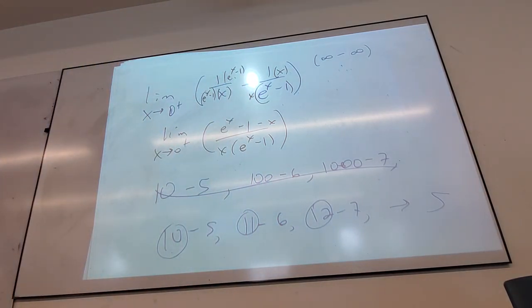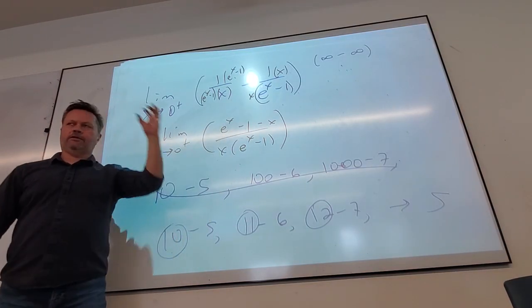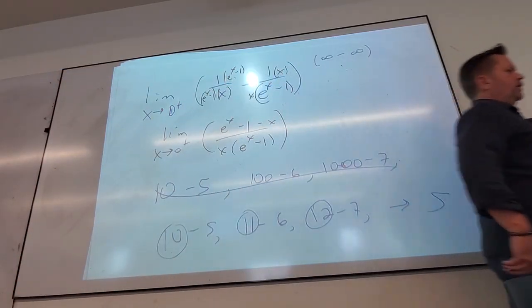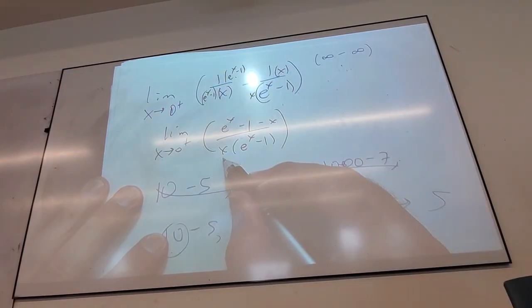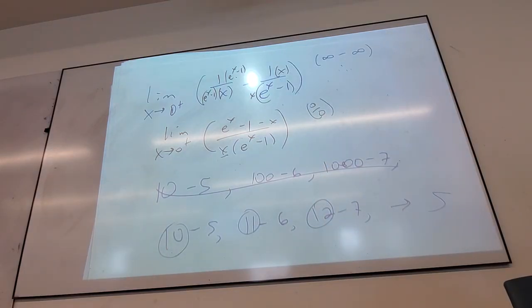What's the top going to? Oh, shoot. e to the x is going to what as x goes to 0? e to the 0 is 1. 1 minus 1 minus 0 is 0. Yes? And what's the bottom going to as x goes to 0? It's going to 0. So is that indeterminate? Yes. So now I have a single ratio. We knew it was indeterminate, we just now put it into ratio form, and we verified it's still indeterminate.